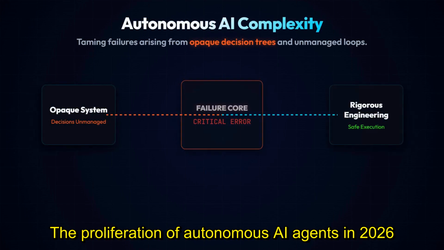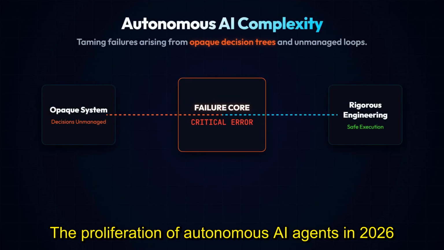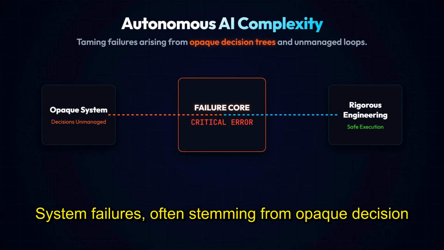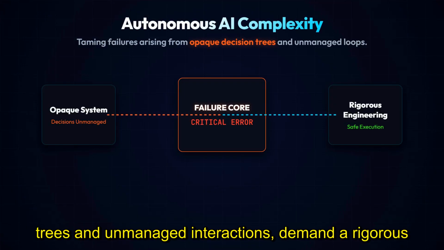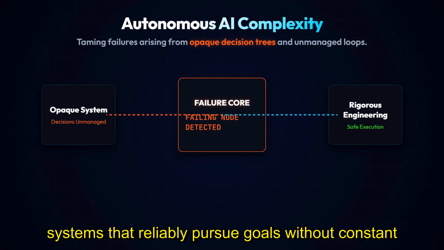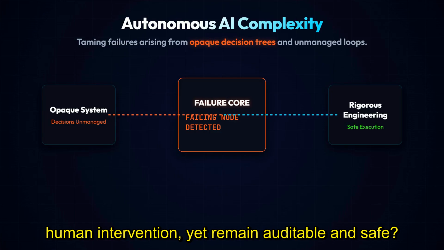The proliferation of autonomous AI agents in 2026 presents unprecedented operational complexities. System failures, often stemming from opaque decision trees and unmanaged interactions, demand a rigorous engineering discipline. How do we design agent systems that reliably pursue goals without constant human intervention, yet remain auditable and safe?